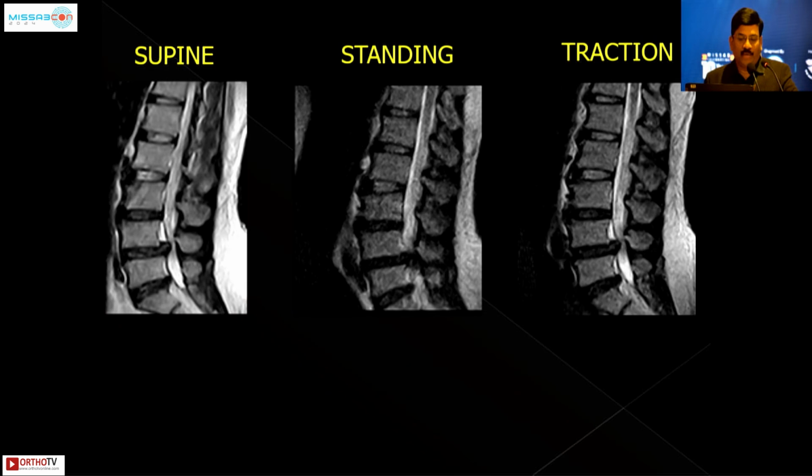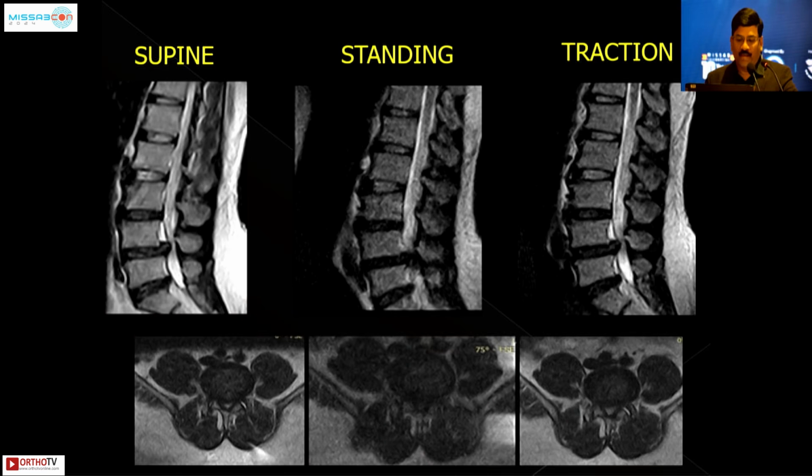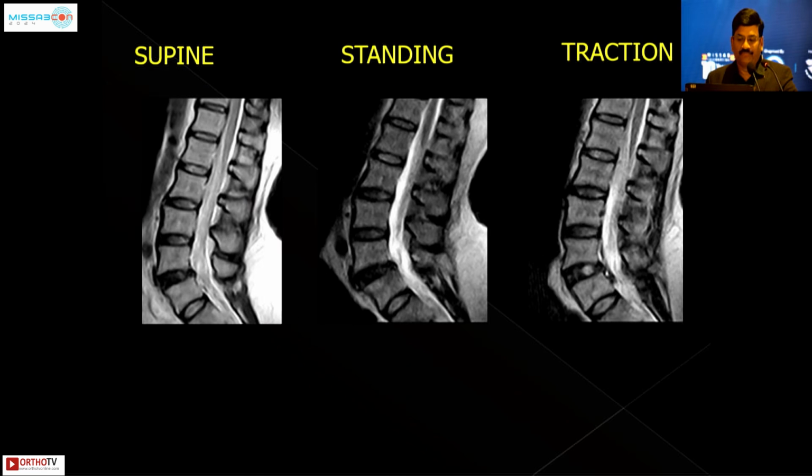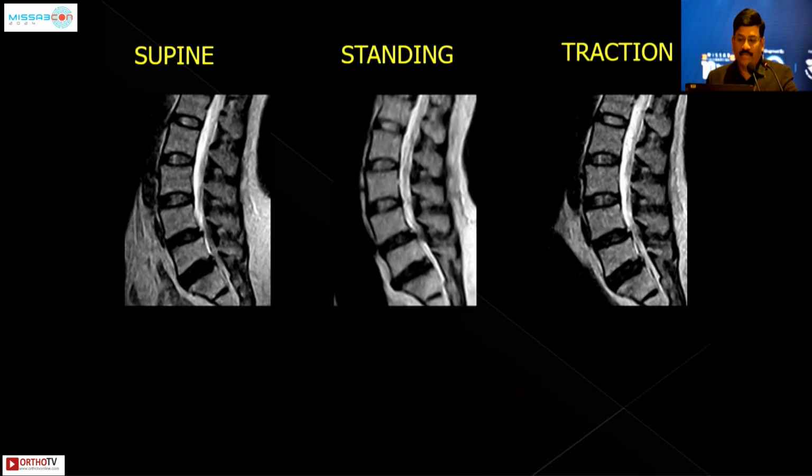So this is the supine MRI of the patient. When the patient is actually standing, you can see the significant amount of compression happening here. So we subject these patients to traction MRI. We use regular lumbar traction on the waist side, and you can see the decompression of the canal happening nicely in these patients. So this is supine, and there is standing compression, and then traction.